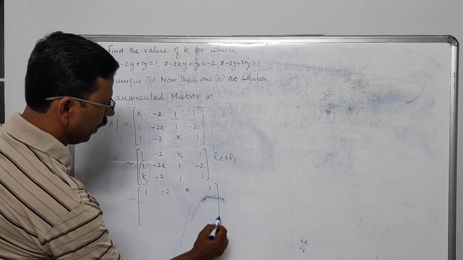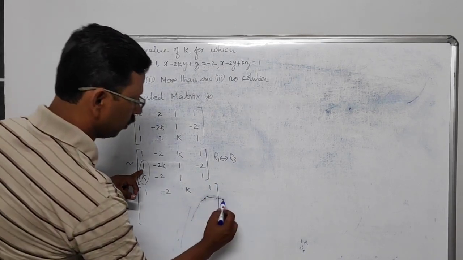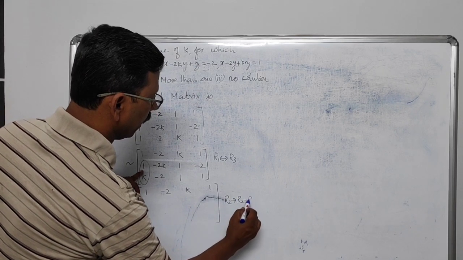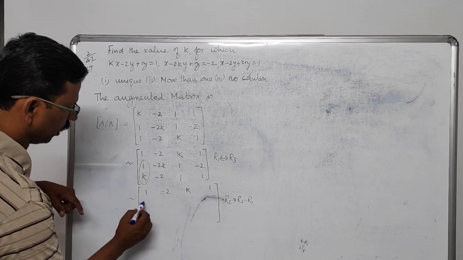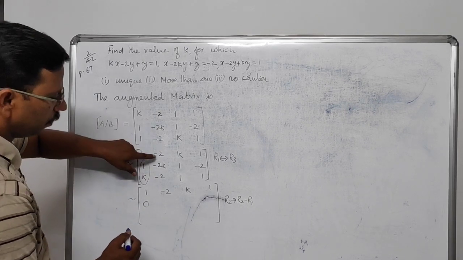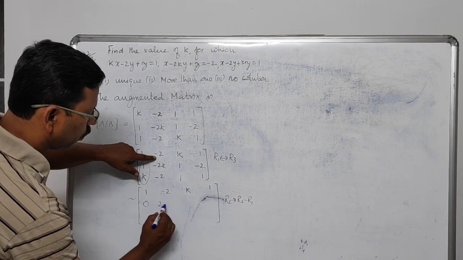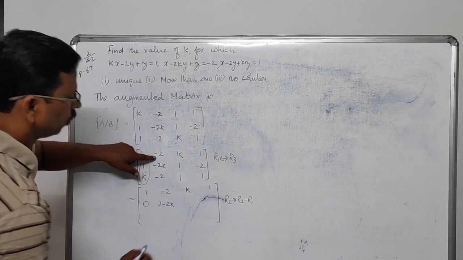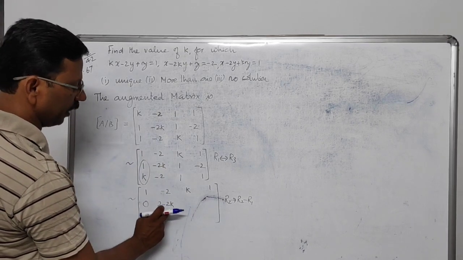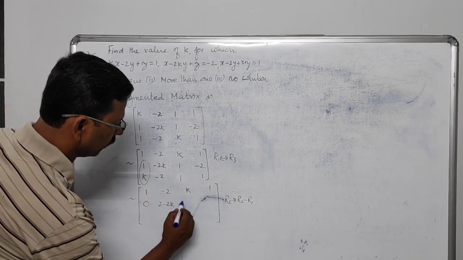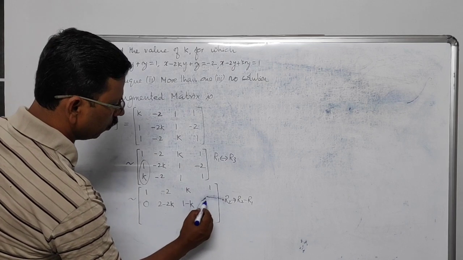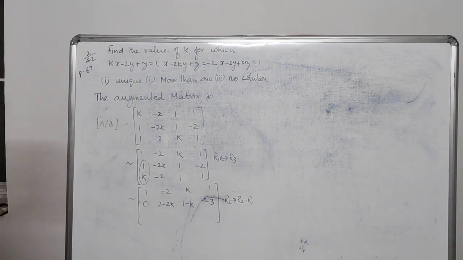Then we can make this second element 0, which means you can use R2 gives R2 minus R1. 1 minus 1 gives 0. Then minus 2K plus 2, then you can write 2 minus 2K. That's minus 2K plus 2 you can get. Then here you can write 1 minus K. Then here minus 2 minus 1 gives minus 3.